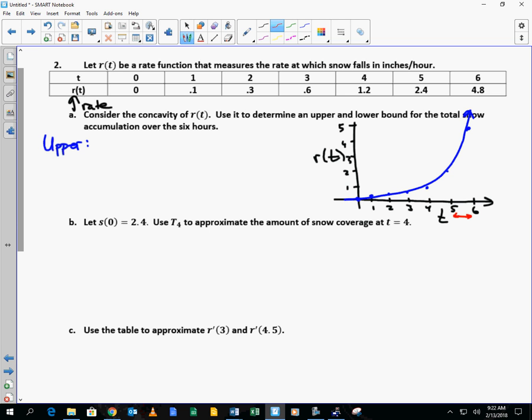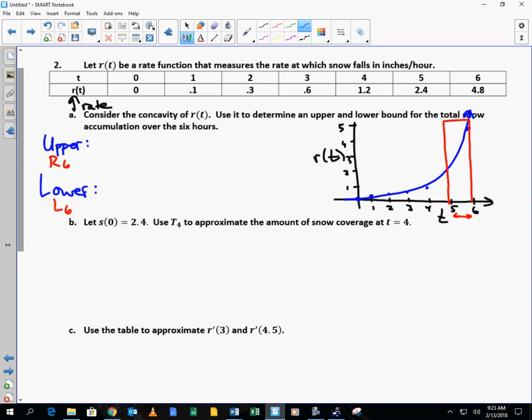So if we talk about this section right here, now right hand doesn't always give you an overestimate. It depends on the concavity of the graph. Right now, this is concave up. And if you were to draw a right rectangle, you can see that it is an overestimation, correct? So the upper bound will come from a right hand, and we will do 6 rectangles. And then the lower bound will come from a left-hand approximation of 6 rectangles.